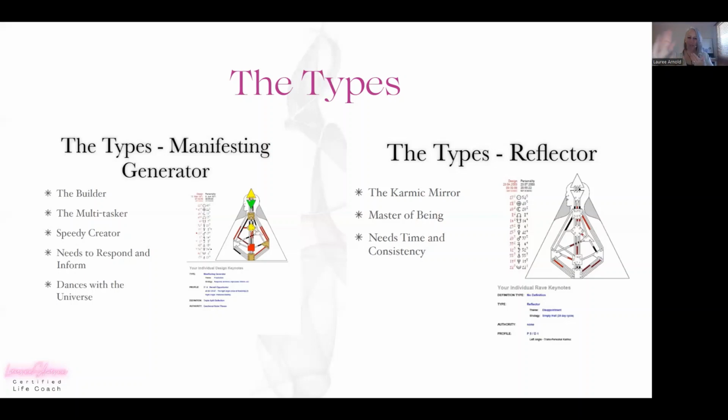Sometimes what you see is what bounces back to you. You can see stuff that other people can't. It's pretty impressive. So when you know this in your relationship, I'm a master of being. I have this karmic mirror that I can just magically see things all the time.